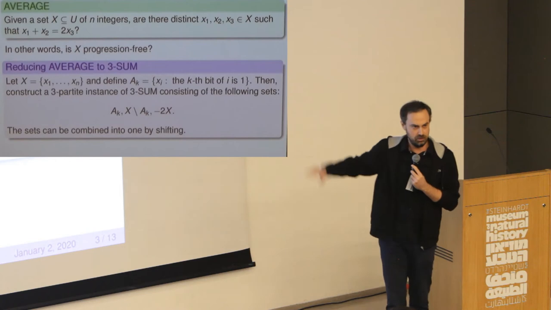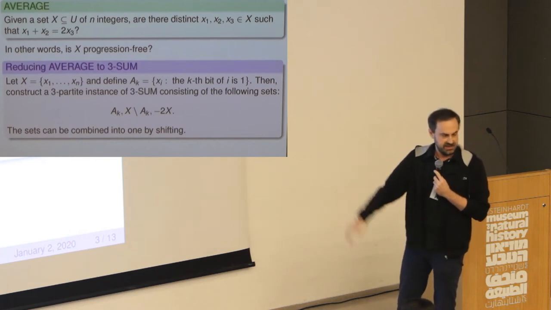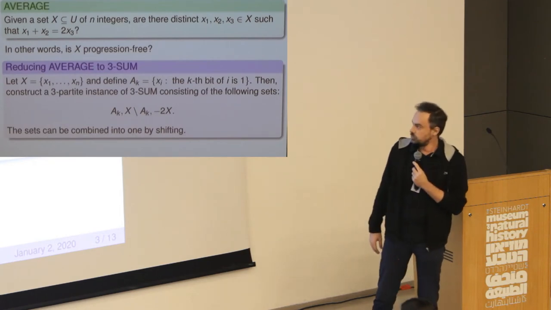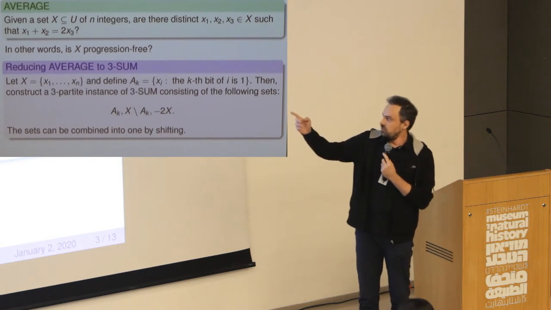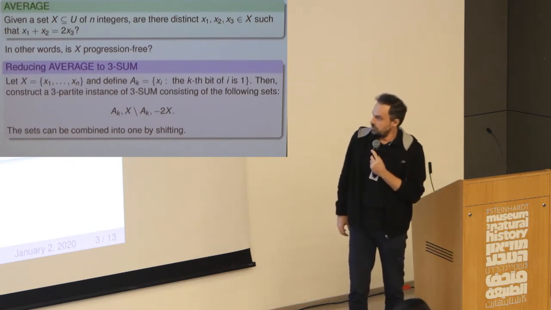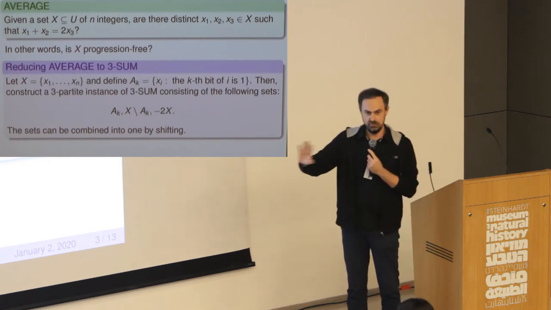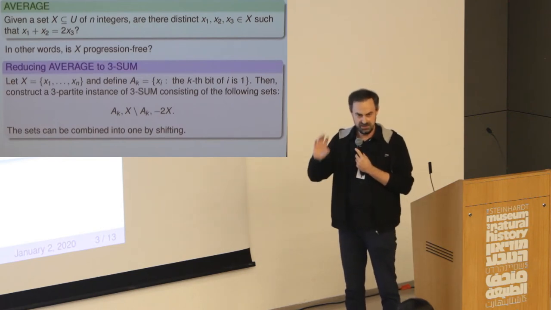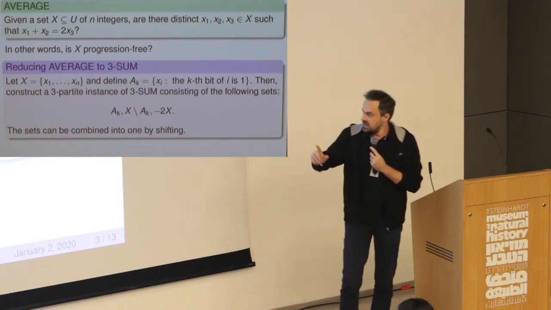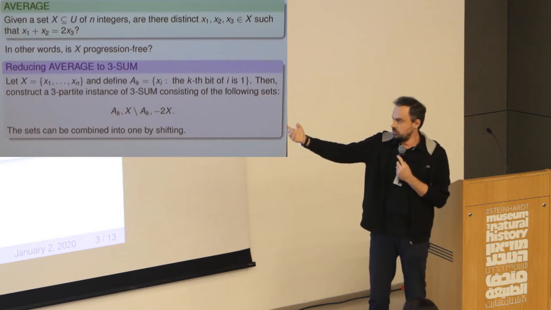Let me just show you how it's done, although probably you see it already. Let's say that the numbers in your set are x1, x2, up to xn. Now I define a logarithmic number of sets Ak. In Ak, I put numbers xi such that the kth bit of i is set to 1. So I partition X in log n different ways. Now, for each of those ways, I construct an instance of 3SUM, except that in this instance, I will have three sets instead of one set. I will seek an element of the first set, an element of the second set, and an element of the third set that sum up to zero. It's a slightly different but equivalent version of 3SUM. And the sets will be Ak, the complement of Ak, and all numbers in X multiplied by minus 2.